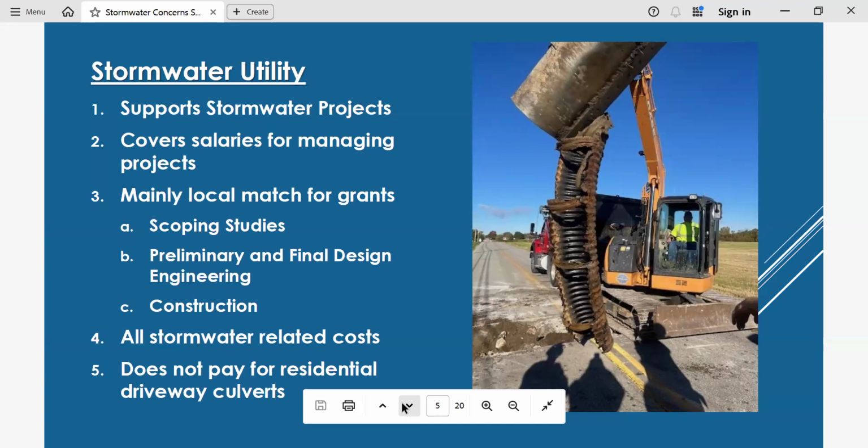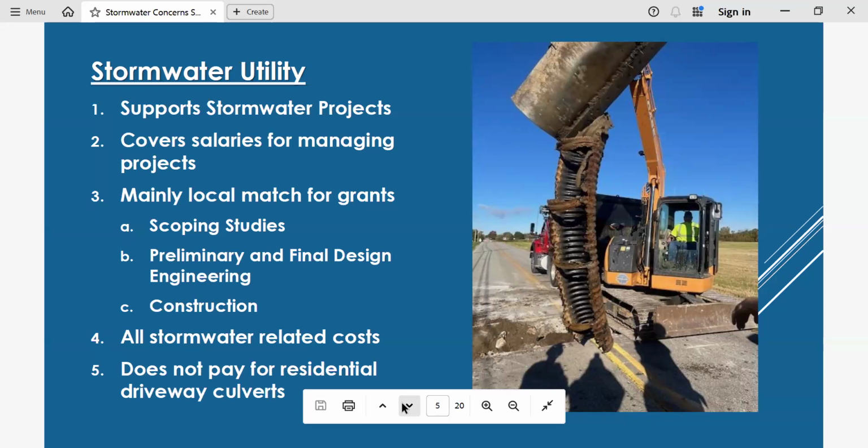But we can't go out there and replace everybody's driveway culverts because a lot of people call us and say, we need you to come out and do our driveway culvert. But you can imagine how many driveway culverts there are out there. And to hire a crew to go out there is probably going to cost $3,000 or $4,000 every time you try and do something like this. We just can't afford that. So anyway, that's something about the stormwater utility.